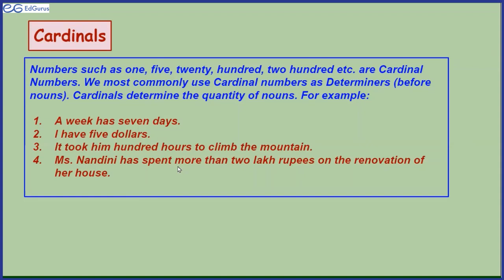Okay. I have 5,000 rupees. Very right. Any other? I have 5 types of dresses. Right, very correct. Fine. So could you understand how these cardinals are the determiners? Yes, ma'am.